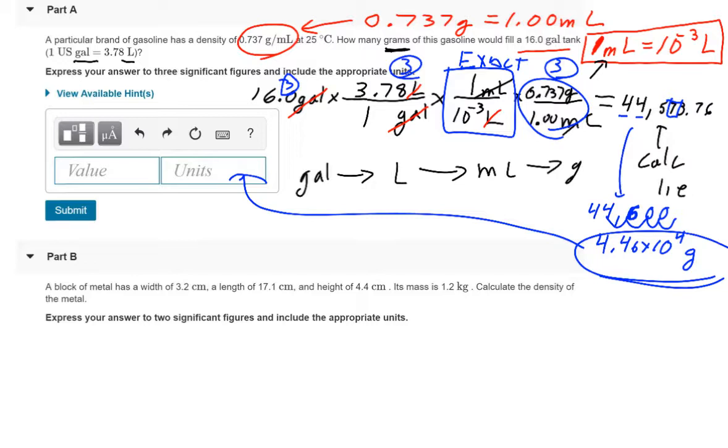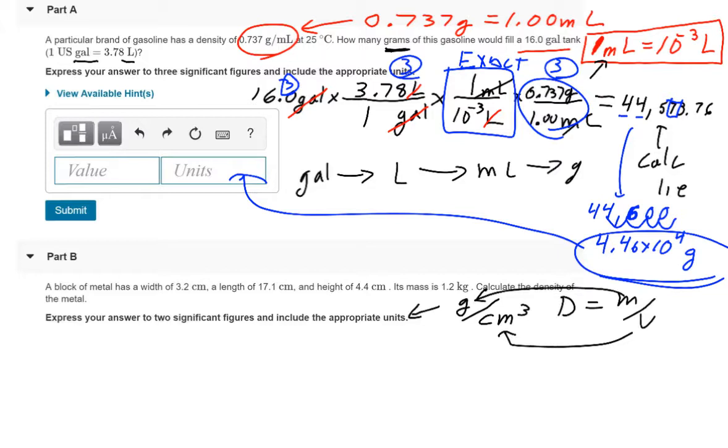A block of metal has a width of that many centimeters, a length of that many centimeters, and a height of that many centimeters. Calculate the density of the metal, and they want you to use appropriate units. Remember that for density of a solid, your standard units should be grams per cubic centimeter. So we've got 2 problems in order to get the density for this. First, density equals mass over volume. So we need to solve for the volume in cubic centimeters and the mass in grams.